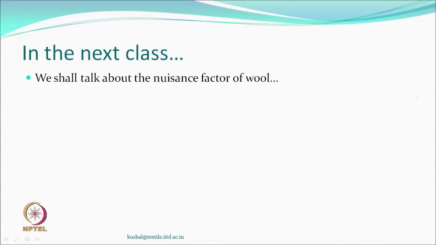In the next class, we will look at this felting property, not as the blessing in disguise, but we try to understand the nuisance factor of this compaction process, making the system more dense. If we don't want it, then what do we do? That's what we'll talk about in the next lecture.